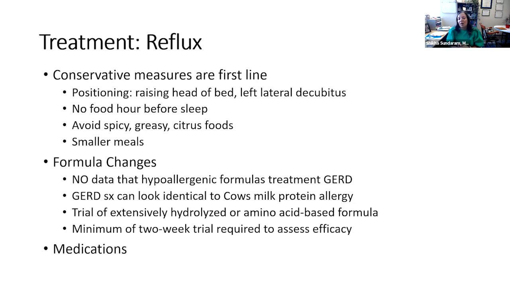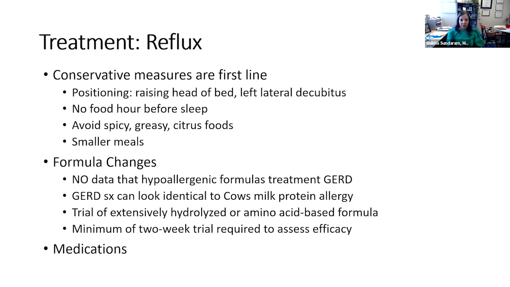In older patients, you can raise the head of the bed, you can raise the head of the crib. There are actually little wedges that you can buy on Amazon that kind of elevate the whole person. And then in patients who are old enough to, left lateral decubitus position or sleeping left side down actually changes the anatomy and can also help.